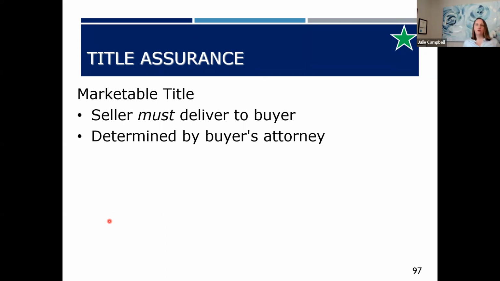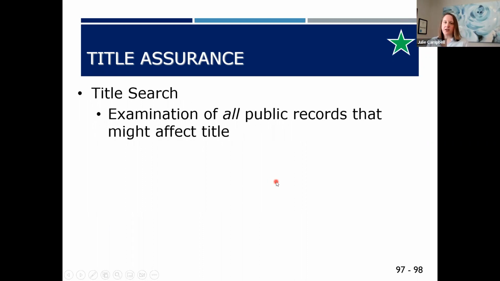What we're hoping for, the goal here, is to have that conveyance of a marketable title. The attorney making sure everything's good for their buyer client. And if so, they have that title assurance of marketable title. We mentioned the title search, the public record search. This is the attorney's examination of all public records, anything that might affect the title.